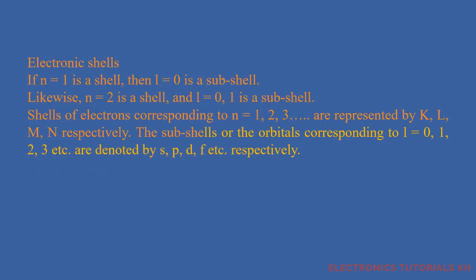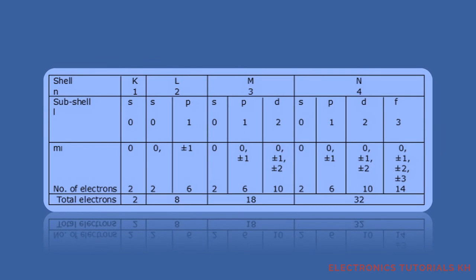Electronic shells. If n equals 1 is a shell, then l equals 0 is a subshell. Likewise, n equals 2 is a shell, and l equals 0, 1 is a subshell. Shells of electrons corresponding to n equals 1, 2, 3, 4 are represented by K, L, M, N respectively. The subshells are the orbitals corresponding to l equals 0, 1, 2, 3 etc. and are denoted by s, p, d, f etc. respectively.